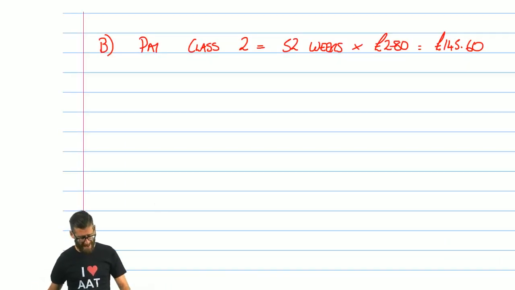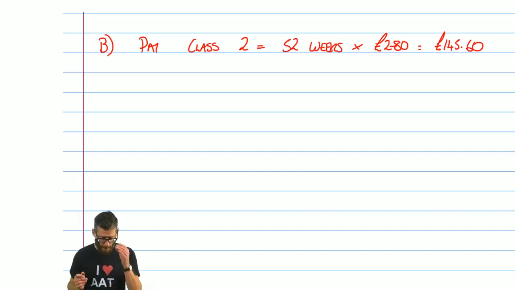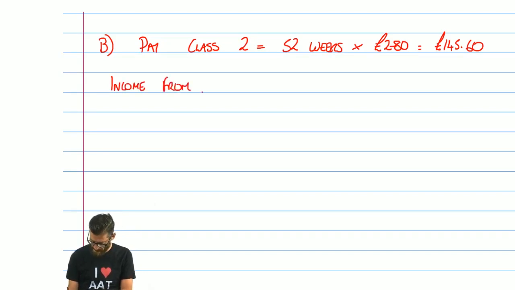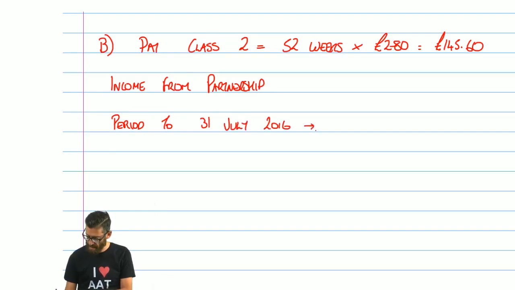Now I need to know my total earnings for Pat. Poor old Pat. Let's have a look. What did poor old Pat earn? His income from this partnership: he had for the period to the 31st of July 2016 a profit share of 5,955.